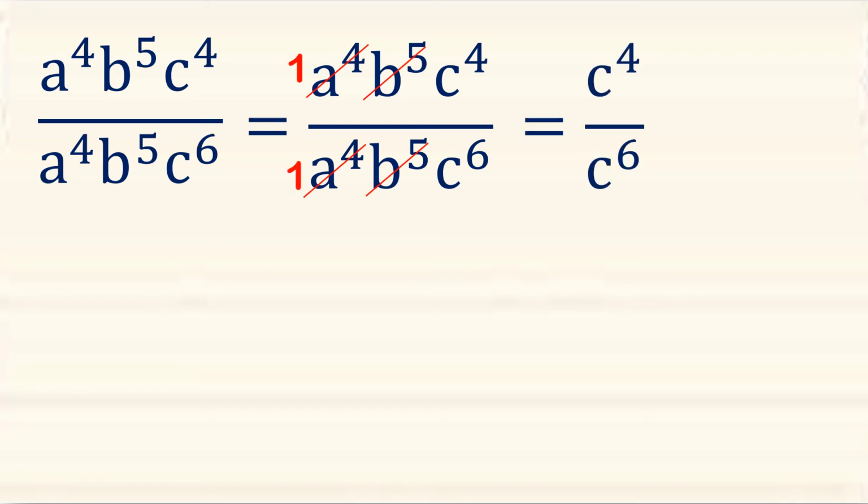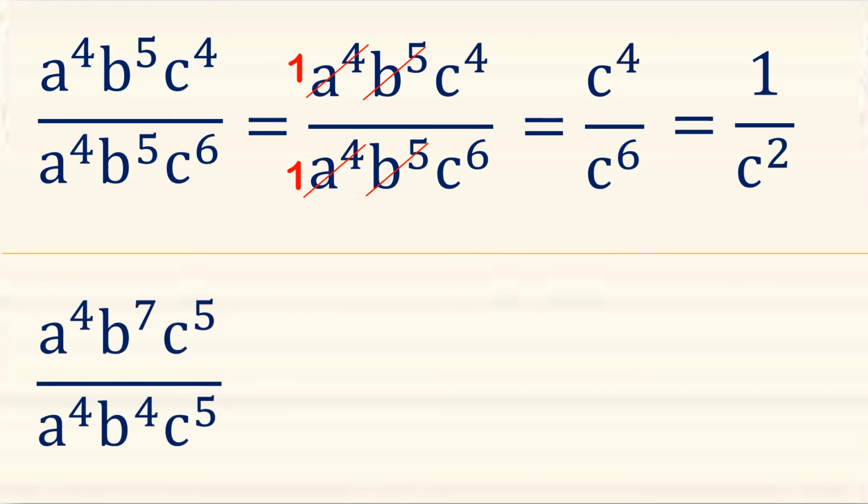And then the remaining one, we have c to the fourth over c to the sixth. Since 6 is greater than 4, we bring it down. So 1 over c to the 6 minus 4. And 6 minus 4 is 2. So the final answer is 1 over c squared.